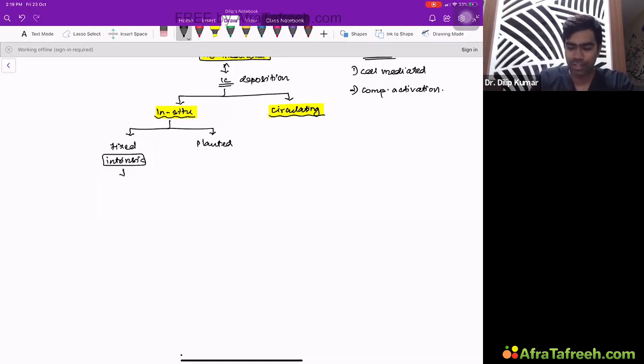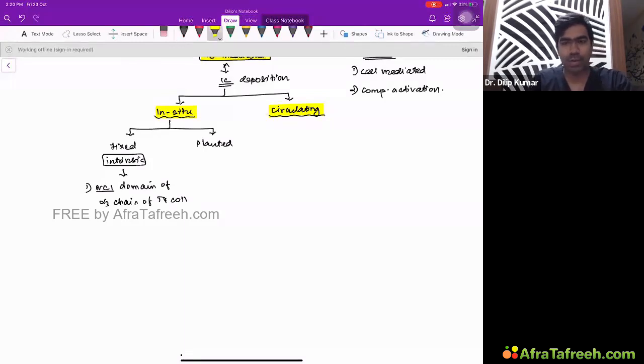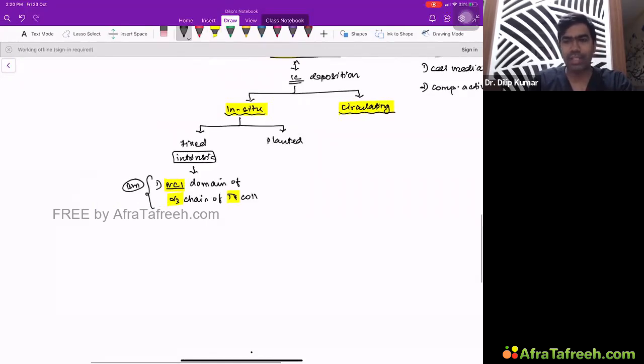As far as fixed intrinsic antigens are concerned, one classic example is the NC1 domain. This is the non-collagenous domain of the alpha 3 chain of type 4 collagen. Remember, collagen has a collagenous domain and a non-collagenous domain. NC stands for non-collagenous domain, and this alpha 3 chain of type 4 collagen is typically present in the basement membrane. So this could serve as an antigen.